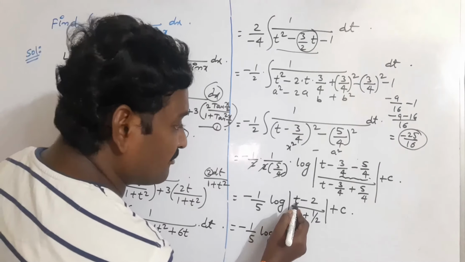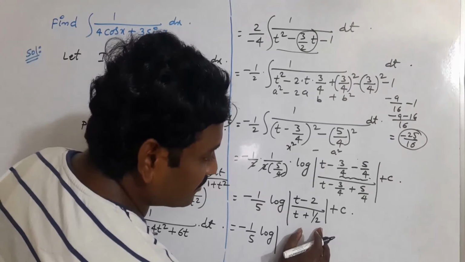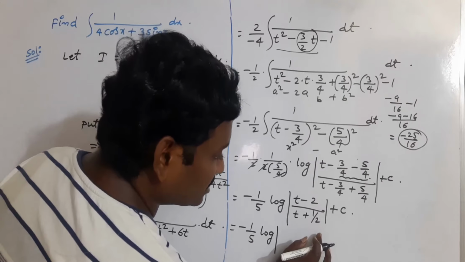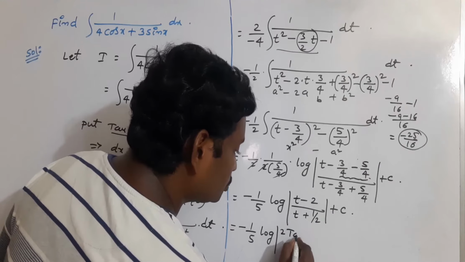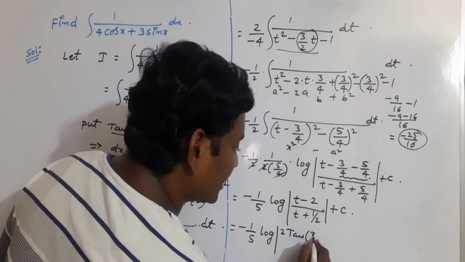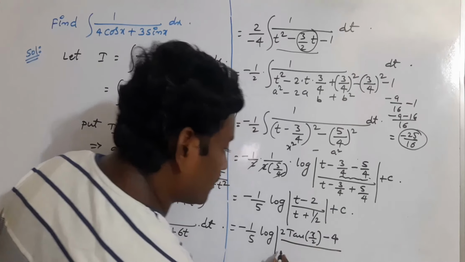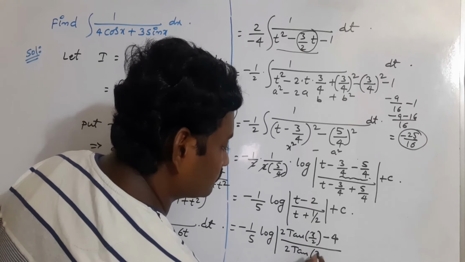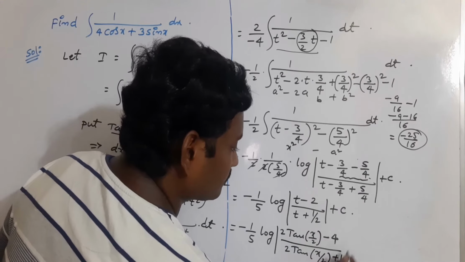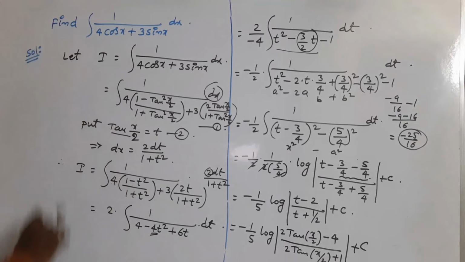So replace the t value by tan x by 2 and also take the LCM in the denominator, which is 2. So this denominator 2 goes to the numerator. So the final answer is 2 into tan of x by 2 minus 2, 2 2s are 4, over 2t, but t is tan x by 2 plus 1 plus c. This is the result of the given integration. In this way we can crack the problem.